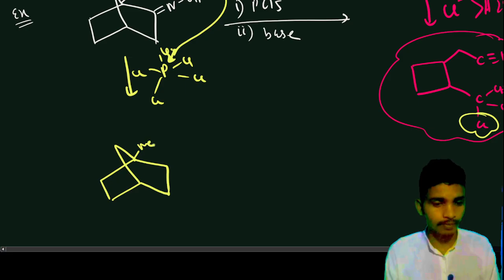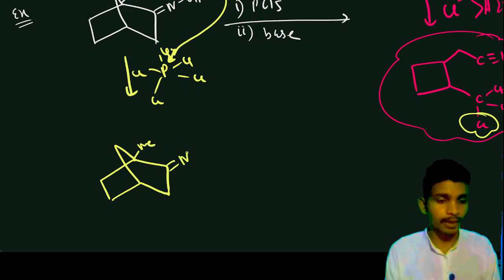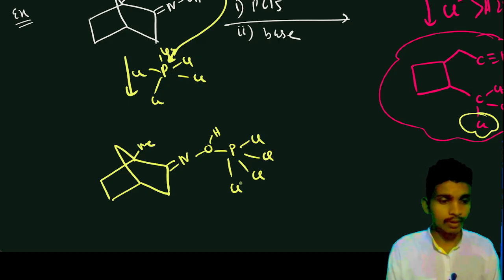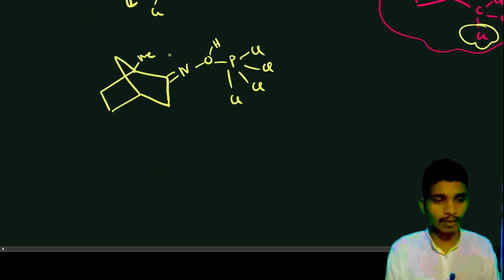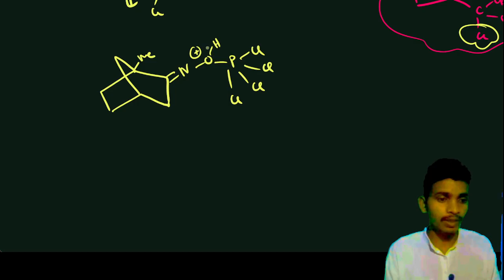So that is going to be like this. Here we have methyl, and here we have N, and here OH, and this is going to bond with this phosphorus. Here we have Cl, Cl, Cl, and Cl. One has already left. So now what will happen? This is going to be a positive charge, so this is going to leave here. The same thing.